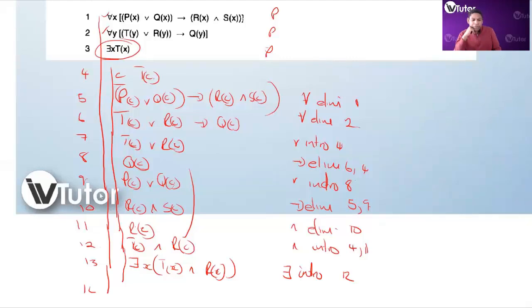Then from there, number 14, we can now conclude there exists X, TX and RX. And this is existential elimination on number 3, number 4 to number 13. Like that.